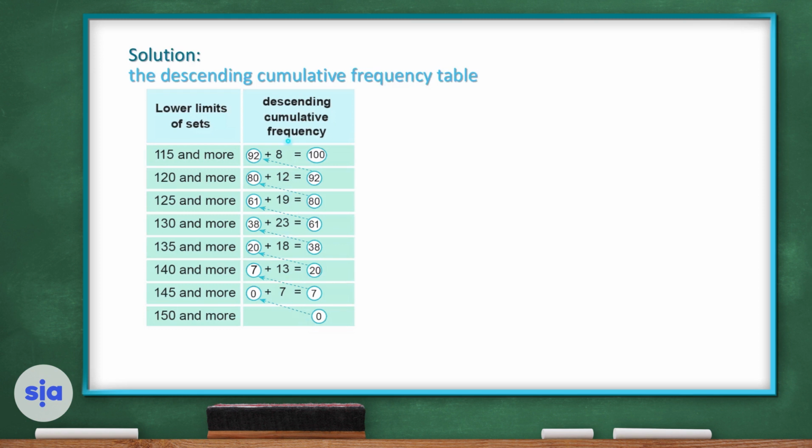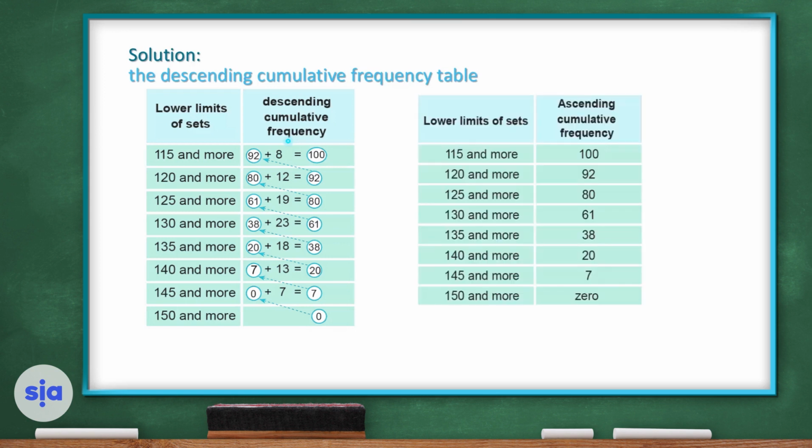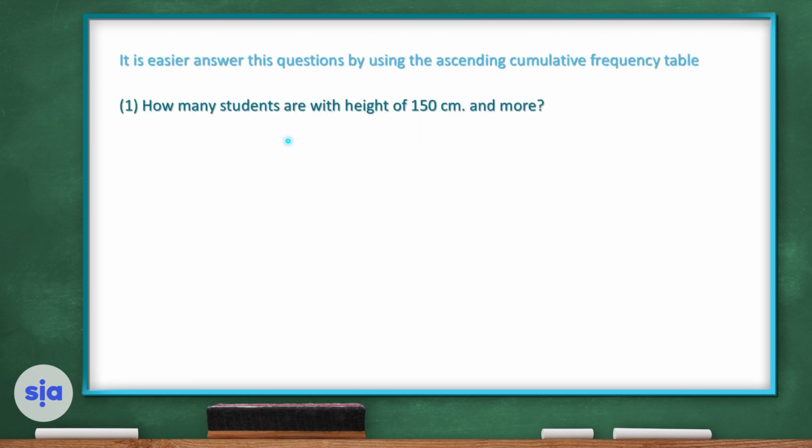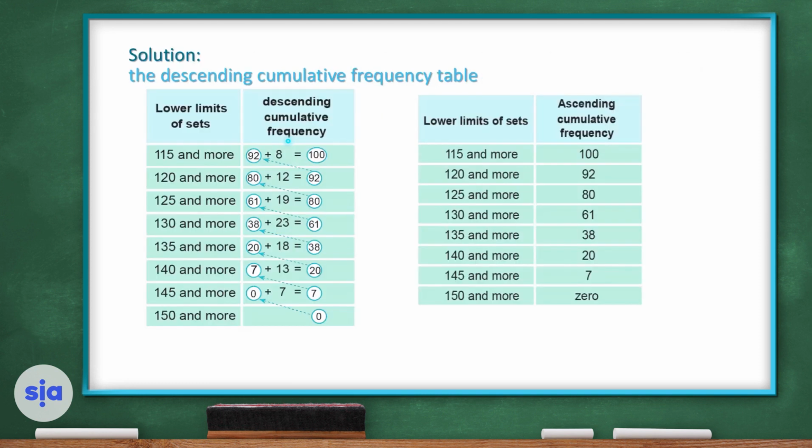How can we represent this graphically? It's so easy to represent this graphically from the table. So this is the cumulative frequency table that is arranged descendingly. Let's now go and answer the question, how many students are with height of 150 and more? As you can see here, 150 and more, they are 0 students.